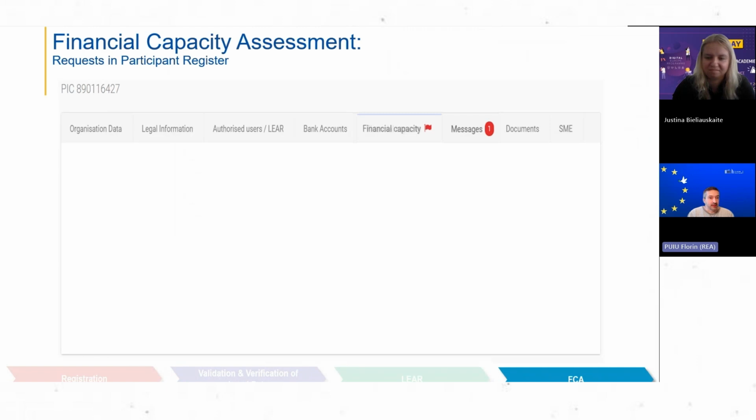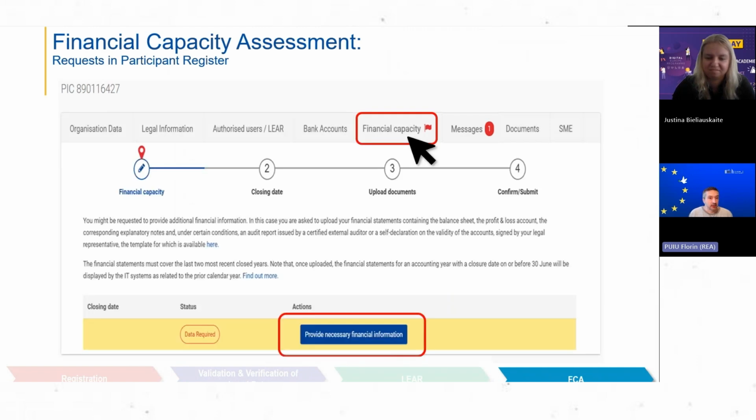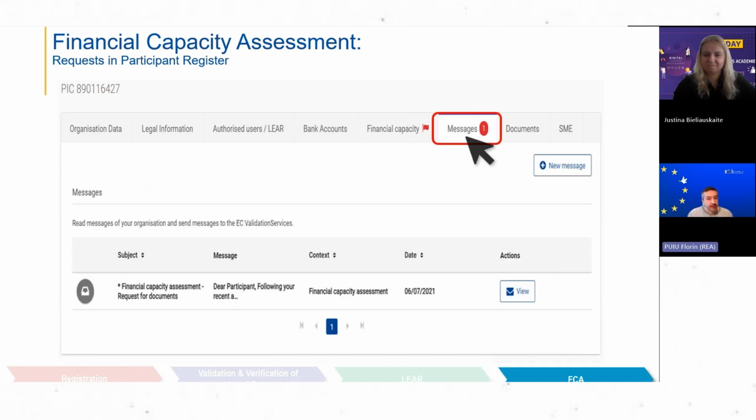In the participant portal, you have dedicated tabs with which you can communicate with us. In the financial capacity tab, you can provide us the necessary financial information, as I listed them earlier: the balance sheet, the profit and loss accounts, the annexes, or the audit reports. And in the messages tab, you will have the possibility to access our messages, our requests, and you will provide us information that we would need.